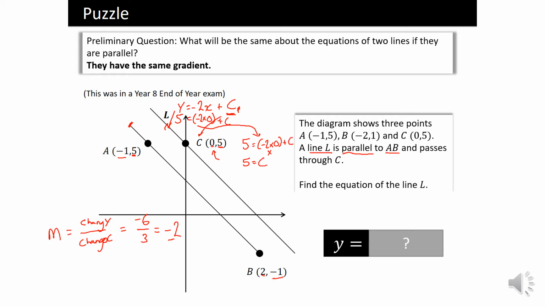So going back to our line equation up here, y equals -2x plus 5. So that is our equation of the line. The key steps are that we work out the gradient of this line, and then it's just like what we were doing last lesson, where we have a gradient and a point on the line, so we can work out the line equation.